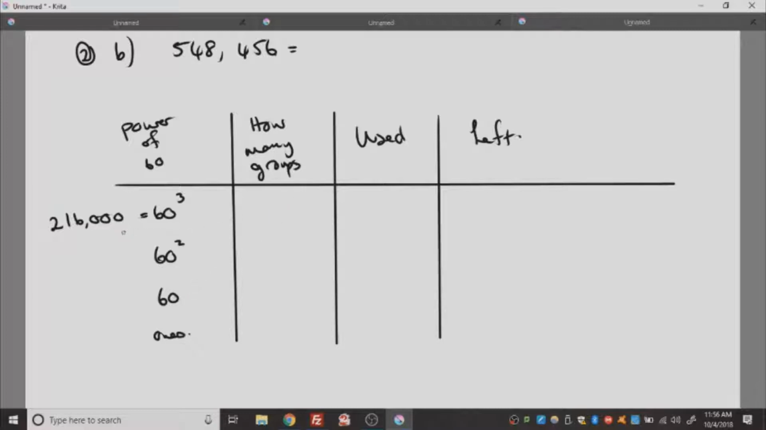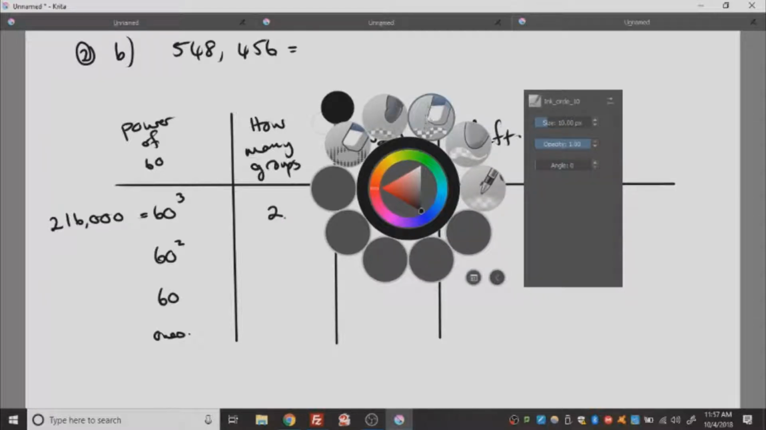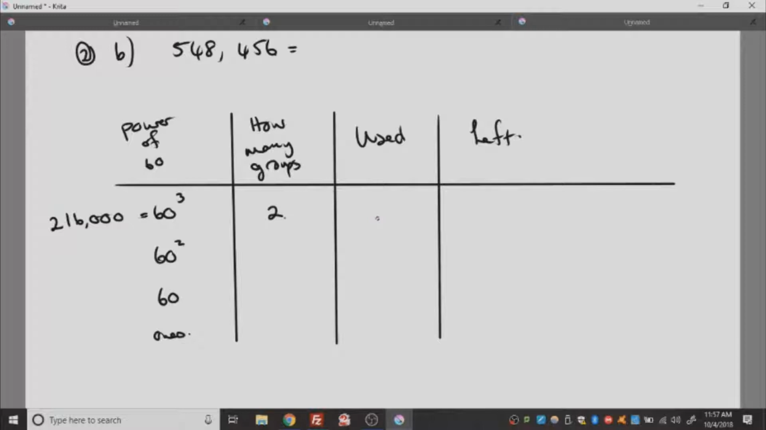So how many times does 216,000 fit into my original number? 2 times. To give me 432. Which clearly does not leave me space for another one. So perhaps, while I'm thinking of this, I thought maybe I will add a column to help, but used is exactly that column: 2 times 216,000, which would be 432,000. Then you do a subtraction to see what is left.